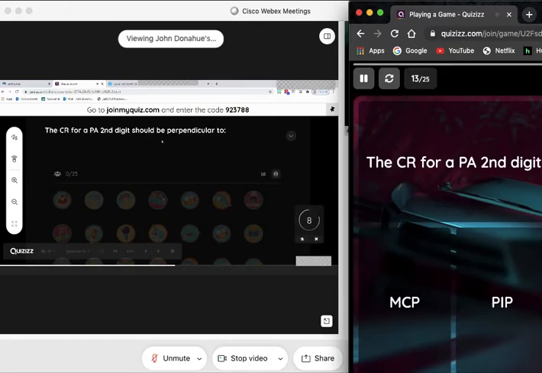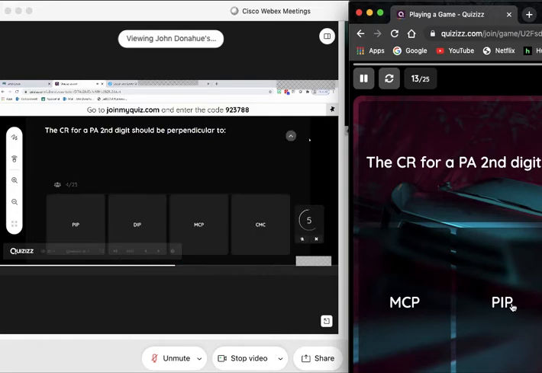The CR for a PA second digit should be perpendicular to what?